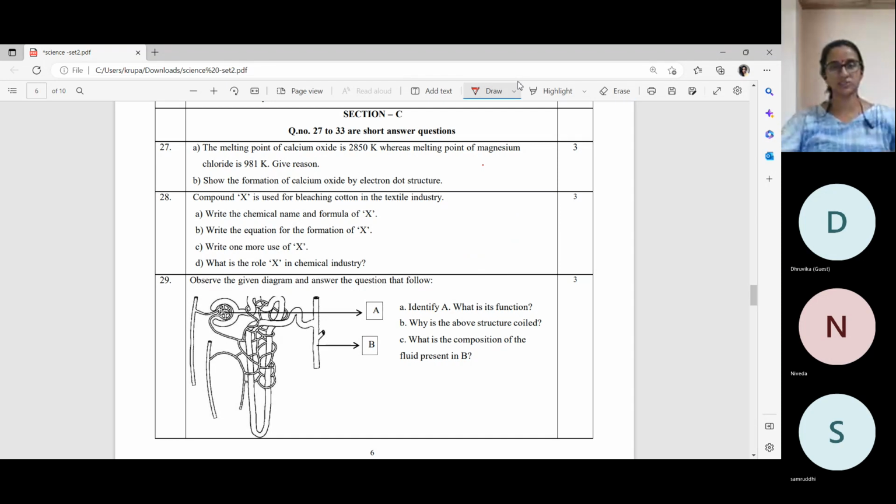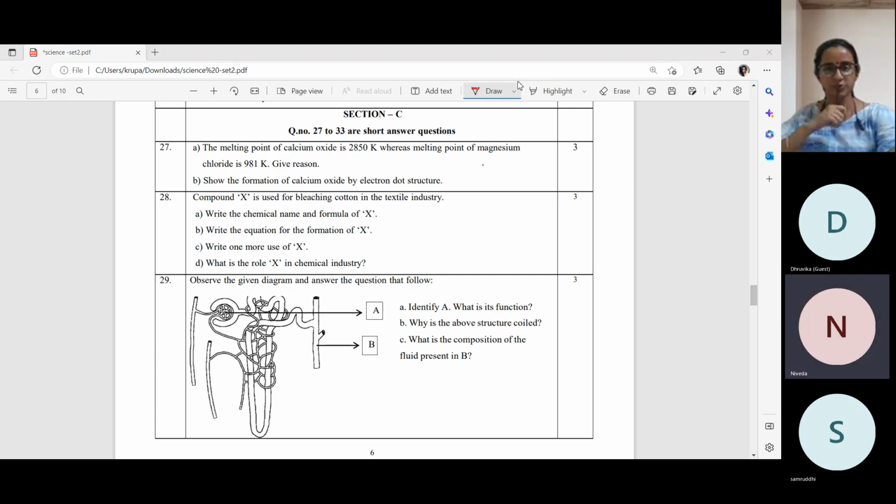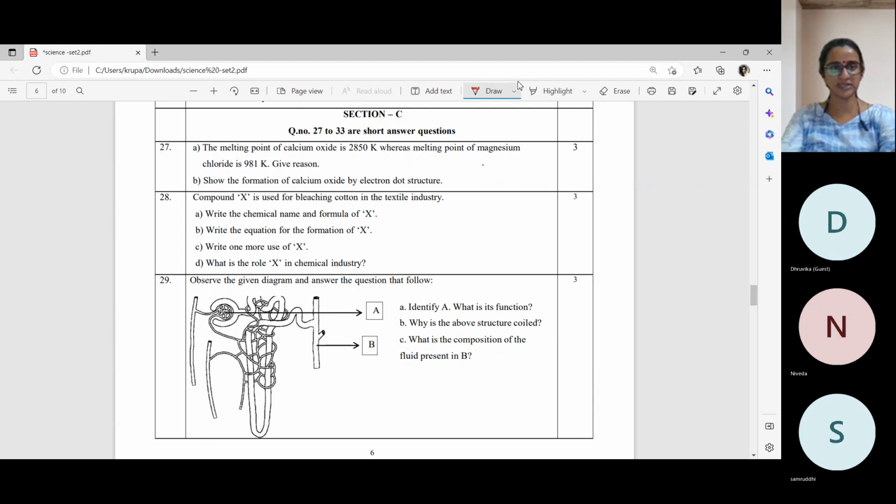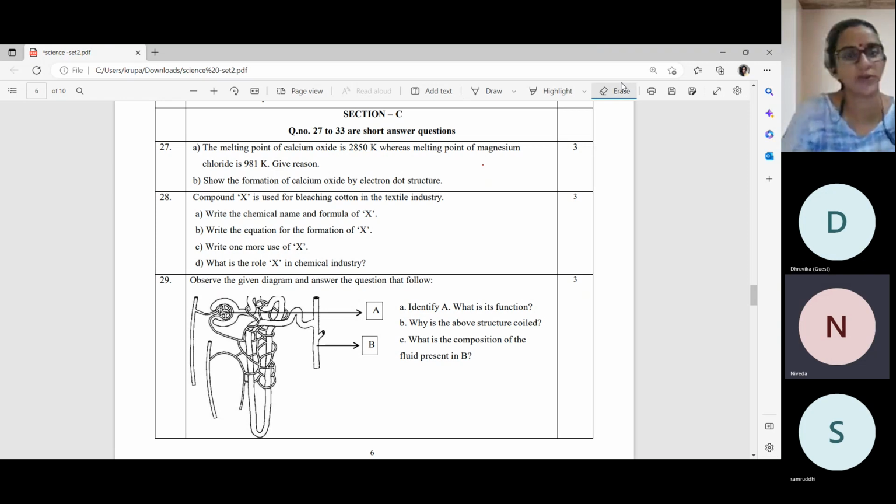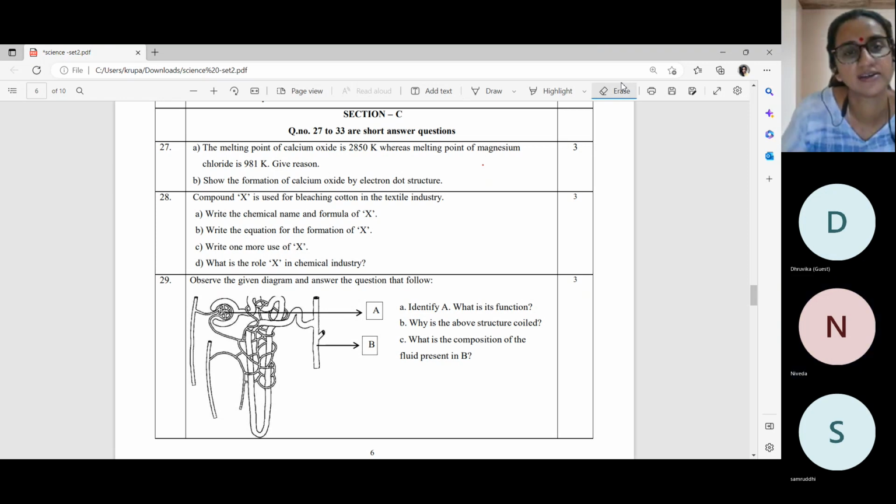Okay, let's talk about the next question. Niveda, did you get the same question in your pre-board? The 28th one? This one in general? No, I got this from my Sahodaya. This is the other Sahodaya paper. You didn't get it in your exam. Maybe it was someone else's paper. Okay. All right.